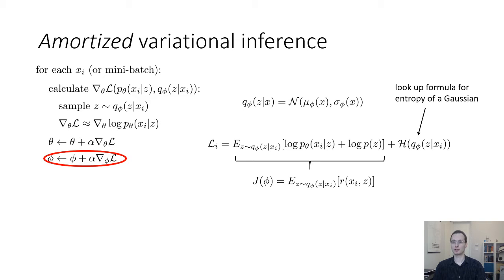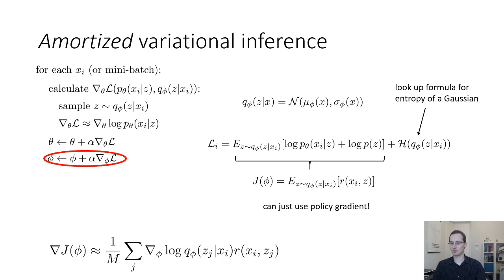Remember, in reinforcement learning, our objective was the expected value of the reward, where the expectation is taken with respect to a distribution determined by the policy. Now we have the expected value of some function r, where the distribution is determined by q phi. So we could just use policy gradient. We can literally use exactly the same expression that we derived in the reinforcement learning lecture to calculate this derivative. And here is that expression.